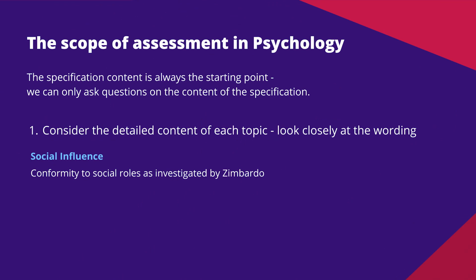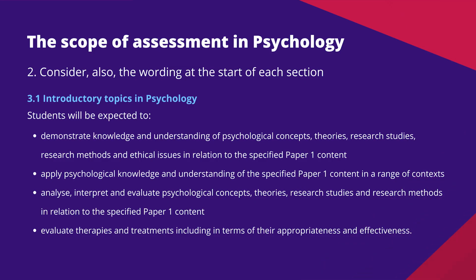When developing assessment materials, it is essential to look critically at the specification before you start to write. Look carefully at the wording of the individual points for the content. Here, the example is the Zimbardo content of the social influence section. Also, don't forget to look at the general points at the start of each section. Here you will see that there are quite broad expectations of what students should be able to do throughout the whole of the section.